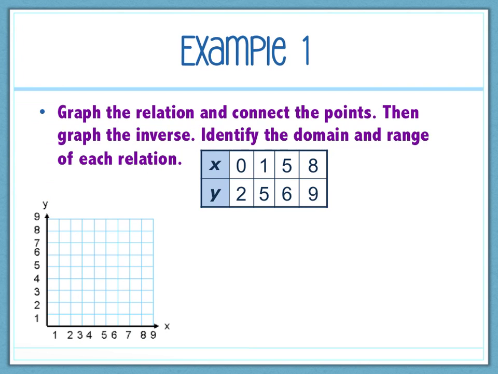So, first example, it says to graph the relation and connect the points. So I'm graphing the original one and connecting the points, and then graph the inverse. So start with your original. Just plot your points. You've got 4 x, y coordinates there. Plot those and connect them to make the first one.